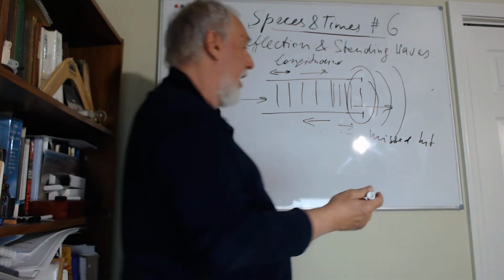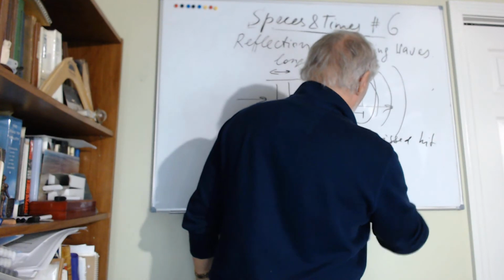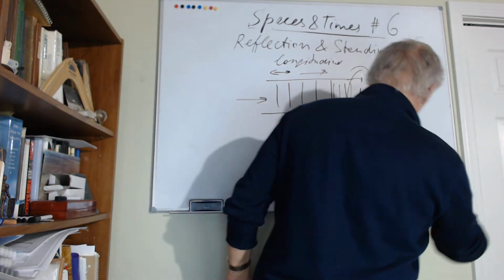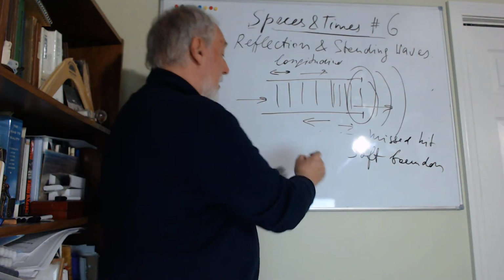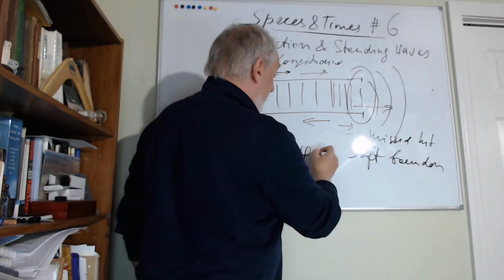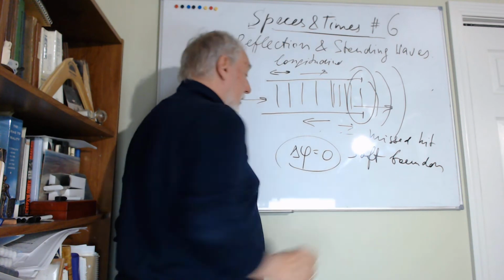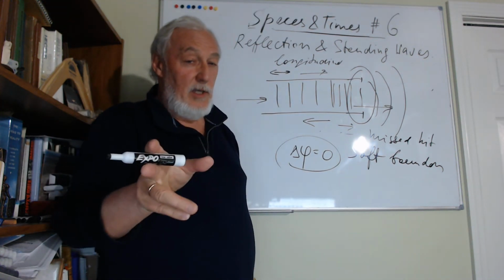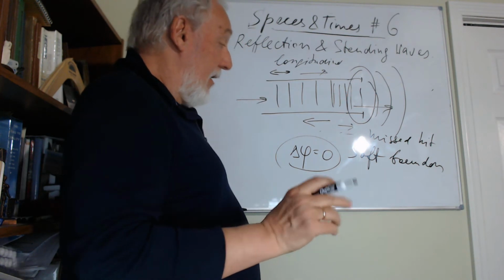When you have a hard boundary, it is called hard; this is a soft boundary, and it reflects. And actually here, delta phi is 0, so there's no phase change. There's no phase change.